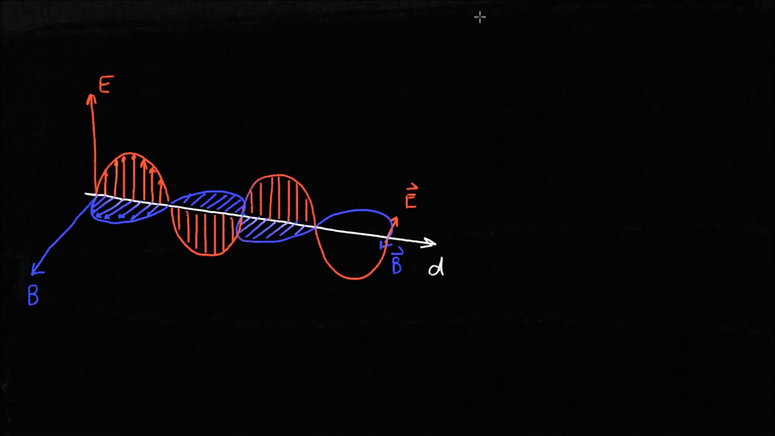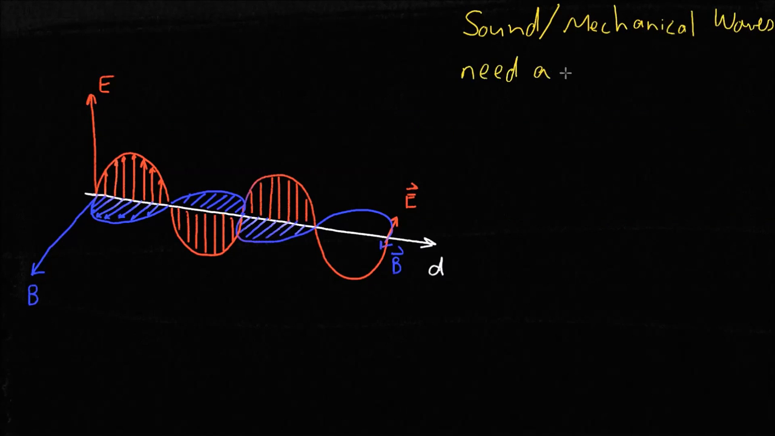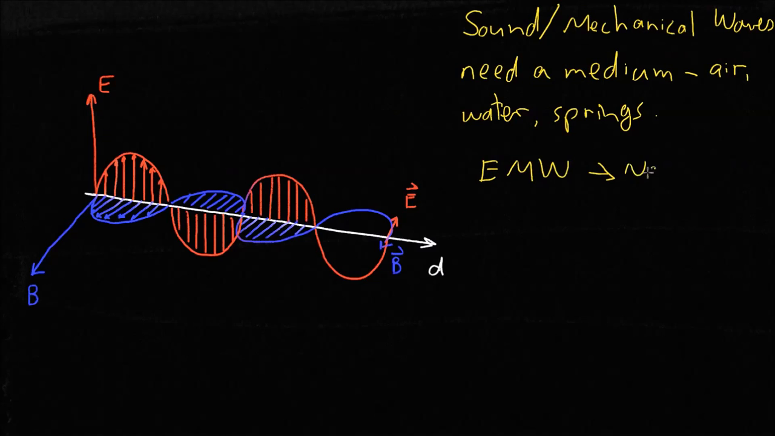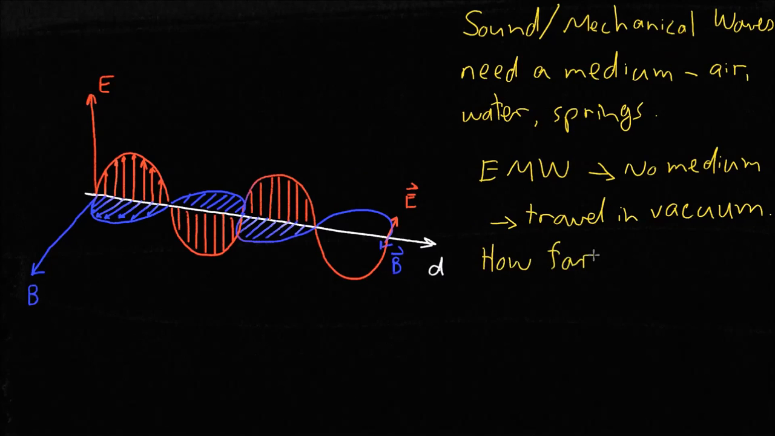And when we studied sound waves and mechanical waves, we learned that they need a medium, such as air or water or springs, to travel through. And in fact, those waves are deformations of their mediums. But with electromagnetic waves, even though they travel through substances, they don't actually require a medium to travel in, so they can travel through vacuum. The next question is, how far can they travel?